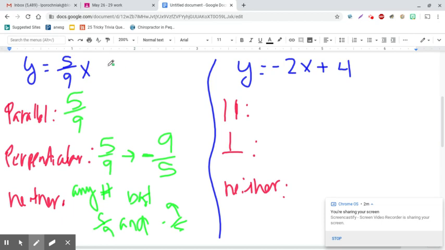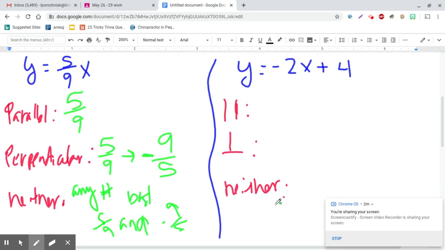and the 5/9 is not plus 0. Remember, because then that would make it the same line. They wouldn't be parallel, they would be the same line. So for neither, it could also be 5/9 x plus 0. But as long as it's not the same equation, it's okay.